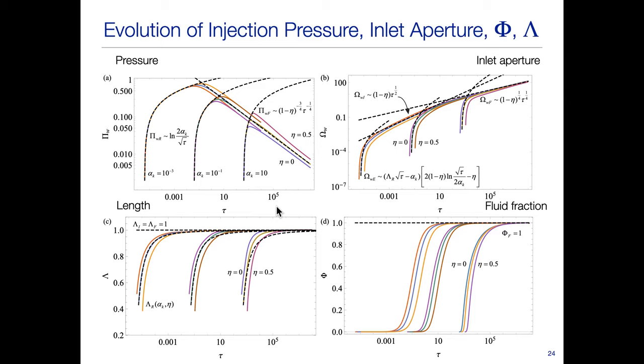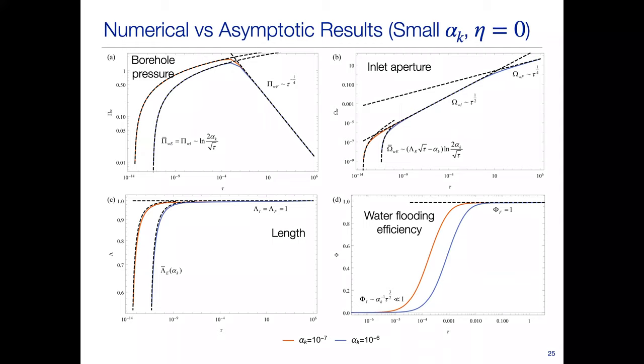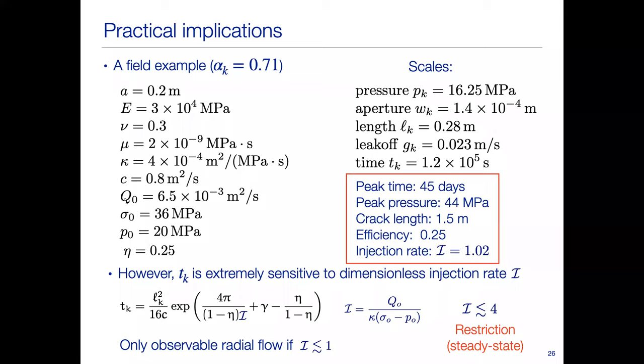The time scale, I tell you, is a very sensitive function of the injection rate. All right. Let me pass that. This is just to show that we retrieve the asymptotic solution of the first model that I described, by looking at a very small value of the borehole radius and putting the porosity coefficient to zero. Okay, so this is an example.